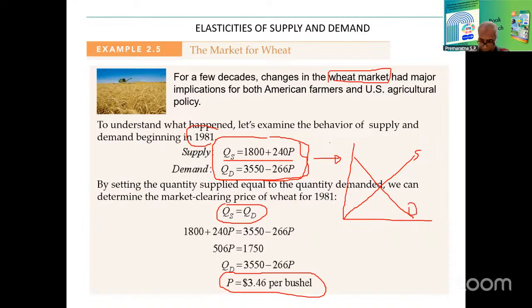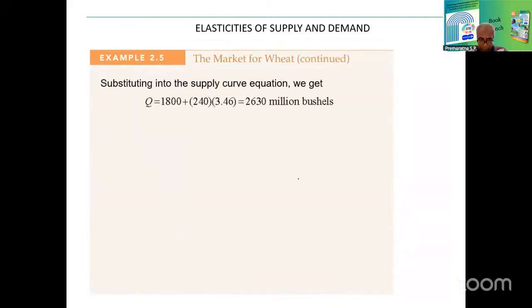And you can calculate the equilibrium price here, 3.46. We can calculate the quantity also, that comes in 2,630 million percent. Now, at this point, you can estimate the demand and the supply price elasticity.